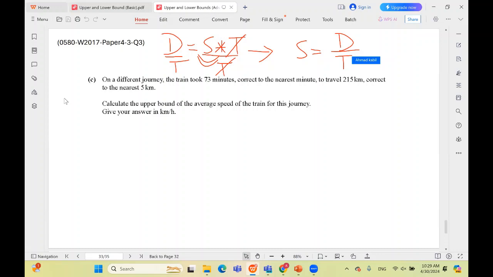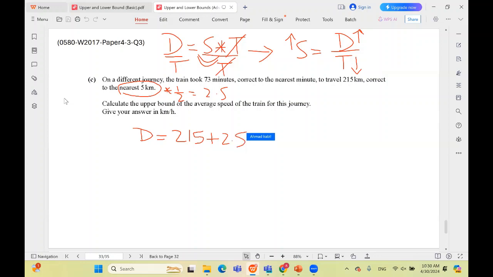Now we want the upper bound of S, so we want the upper bound of d and the lower bound of t. Now let's figure them out. For the distance, we are given that it's 215 kilometers, correct to the nearest 5 kilometers. So we multiply this by half, we get 2.5. And for d, we want the upper bound, so this is going to be plus 2.5. So this is going to be 217.5.